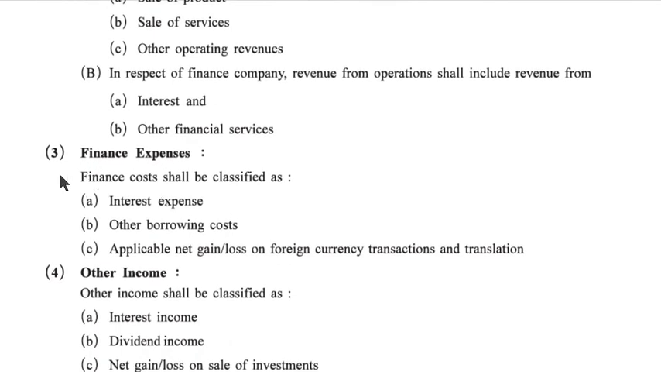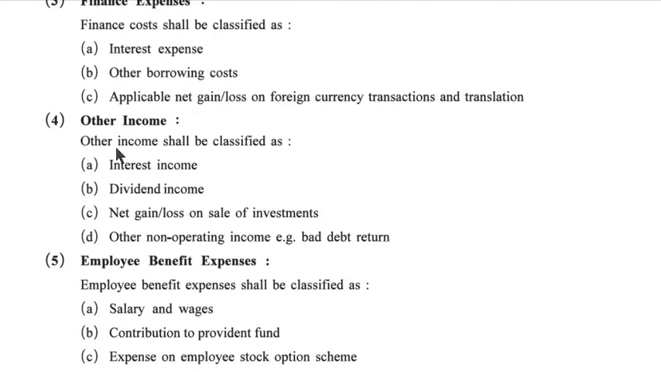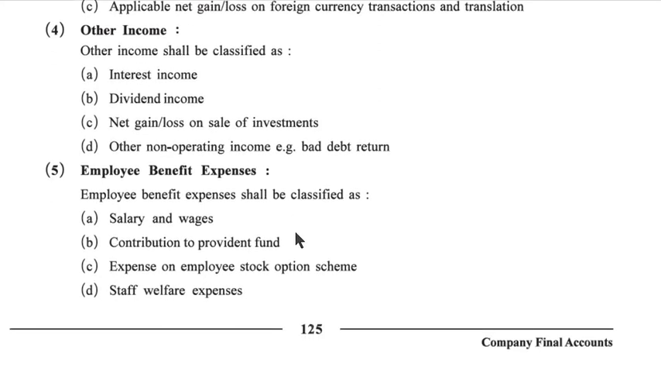Third, finance expenses. Finance cost shall be classified as A. interest expense, B. other borrowing costs, C. applicable net gain or loss on foreign currency transactions and translation. Fourth, other income. Other income shall be classified as A. interest income, B. dividend income, C. net gain or loss on sale of investments, D. other non-operating income, bad debt recovered.